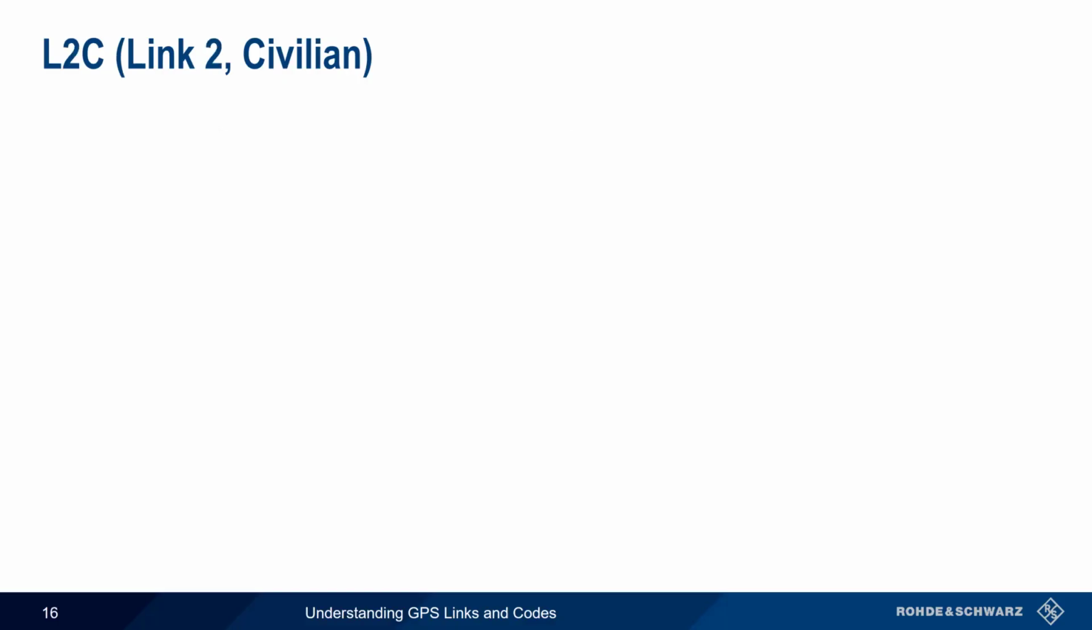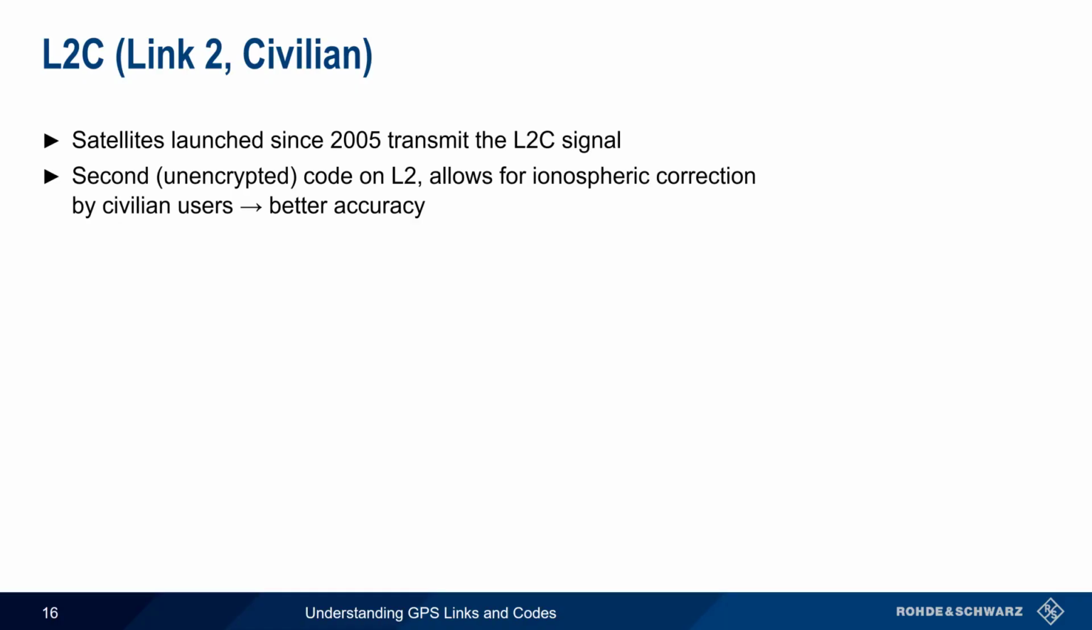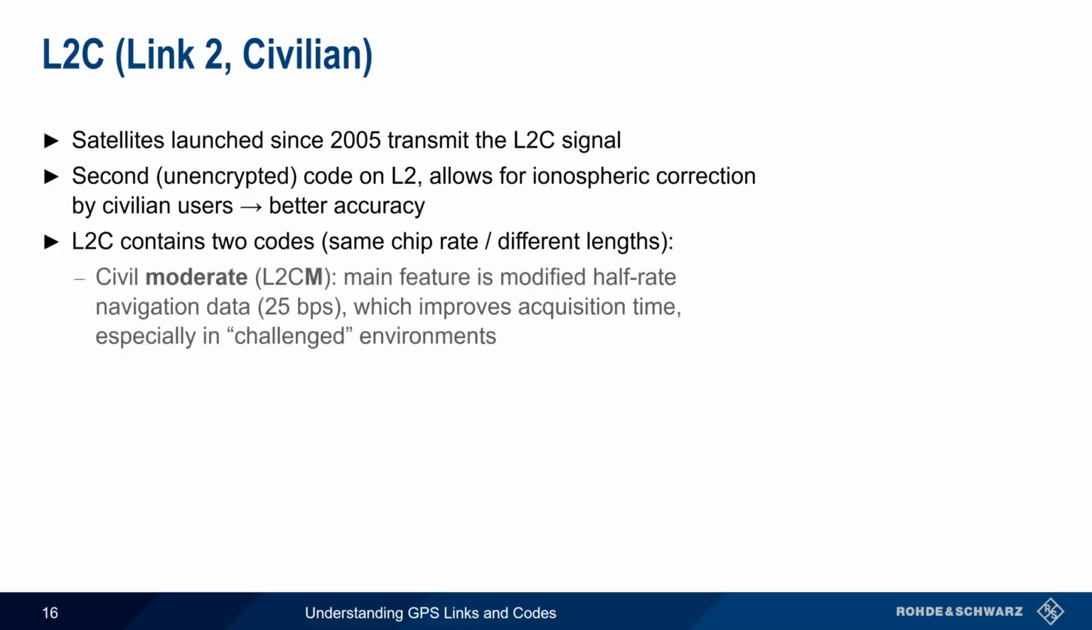Likewise, there's also a new civilian code on L2, called, not surprisingly, L2C. Satellites launched since 2005 all transmit the L2C signal. The main reason for L2C is that having a second unencrypted link allows civilian GPS receivers to correct for ionospheric delay, thus increasing accuracy. There are actually two L2C codes, both with the same chip rate but with different lengths. L2CM sends navigation data, that is, information about the GPS constellation, at a slower rate, which makes it easier to acquire the satellites, especially when coverage is poor.